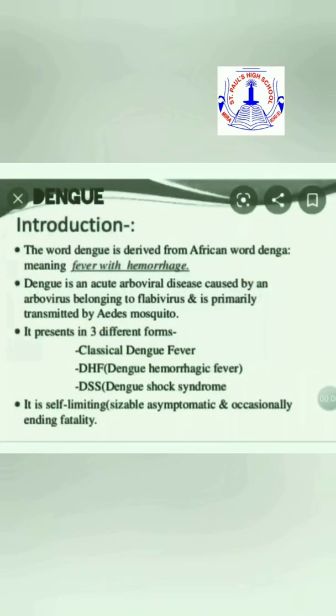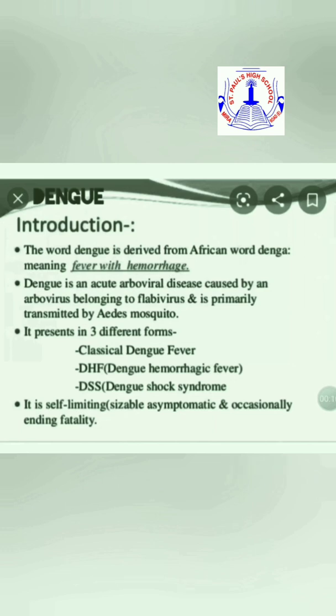And what precautions can we take? As it is a vector-borne disease and the mosquito is the reason, we can stop the breeding of mosquitoes. Dengue. The word dengue is derived from the African word denga, meaning fever with hemorrhage.